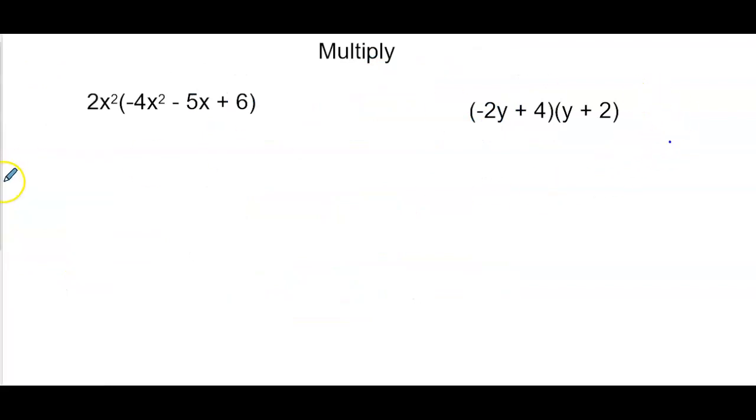All right, again, if you want to pause any of these to try them first, I strongly suggest doing that. But I'm going to keep going. So here we are distributing. So we're going to take our 2x squared and we're going to multiply it by everything in the parentheses. So I'm going to do the number times the number. 2 times -4 is -8.